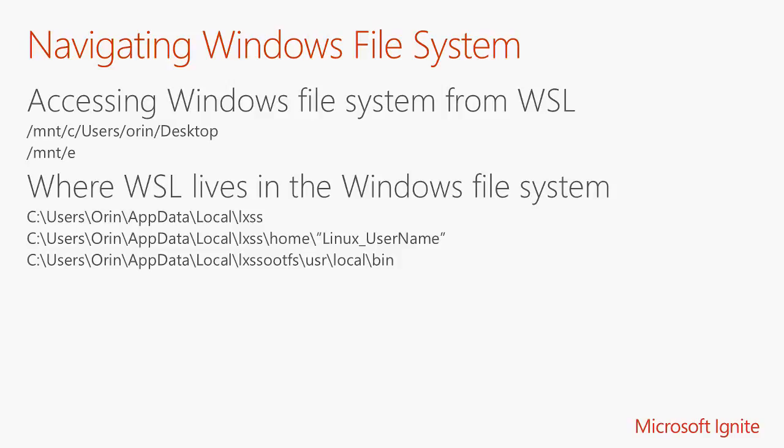Okay, so navigating the Windows file system, and I'll show you all of this in a demo. So for example here, you can go into the mount directory and then mount C, and that's volume C. And then for example, Orin desktop will take me from bash into my desktop folder in the Windows operating system partition. I can go to mount E, which would be volume E.